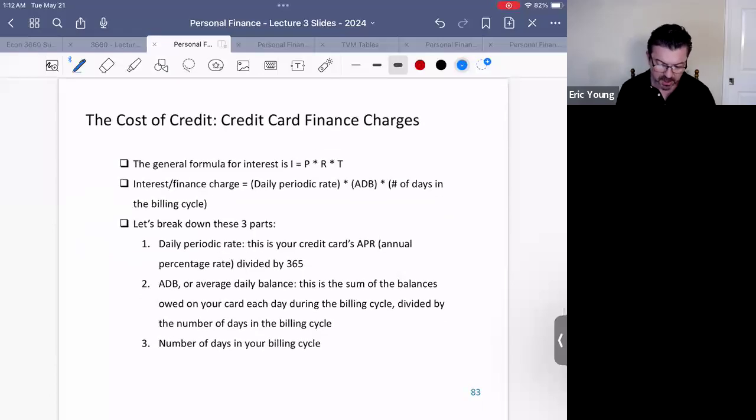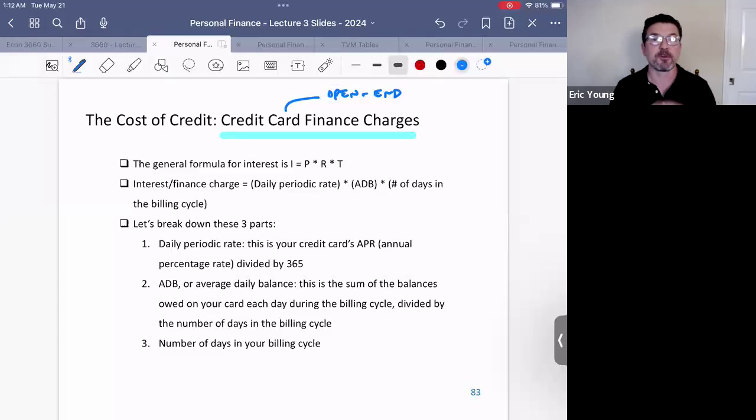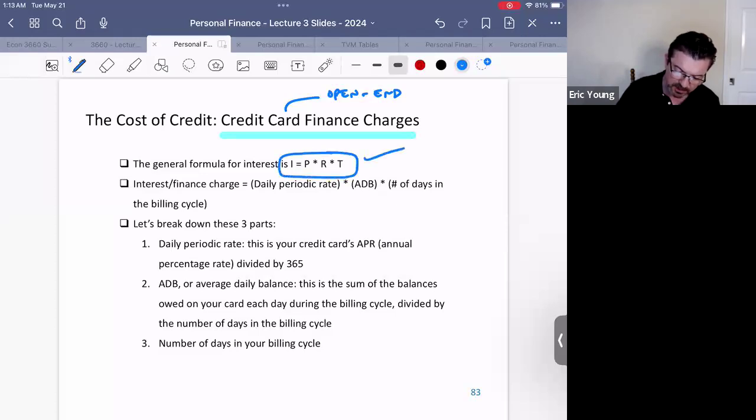I want to talk now in more specifics, and then we'll call it a lecture. Let's talk about the finance charges on a credit card. Remember, credit cards were open-end, and I said that when your statement comes, you can pay it off in full or in part. If you pay it off in full, no interest, good job for you. But if you don't pay it in full, you're paying interest. So how is that calculated? It's basically an extension of this. We learned before that interest is equal to P times R times T: the principal times the rate times the time.